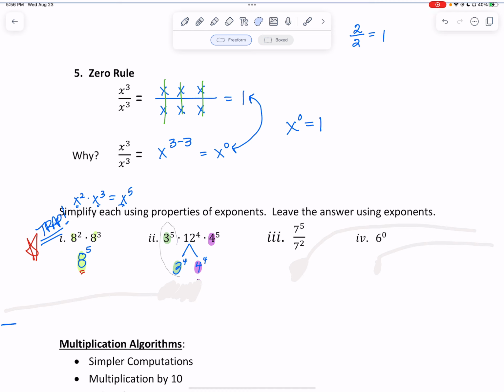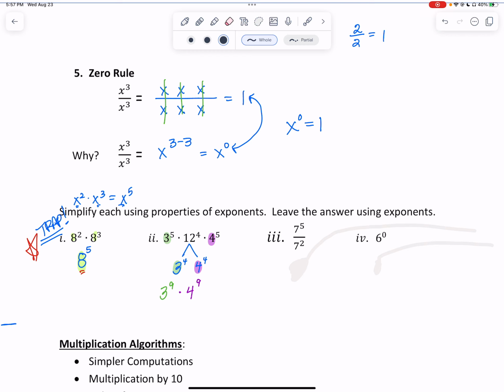I've got 3 to the 5th times 3 to the 4th. I'm going to add those exponents. So that'll give me 3 to the 9th. Notice I didn't multiply the 3's. It's 3 to the 9th. And then I'm going to do the same with the 4's. So I'm going to get 5 plus 4, my exponents. That's going to be 4 to the 9th. So my final answer would be 3 to the 9th times 4 to the 9th.